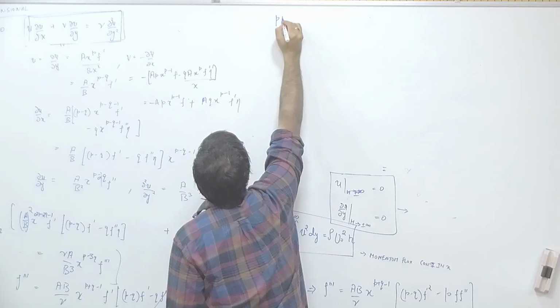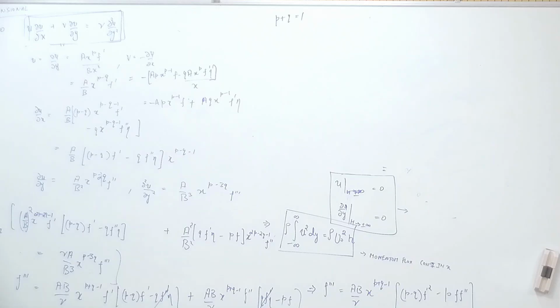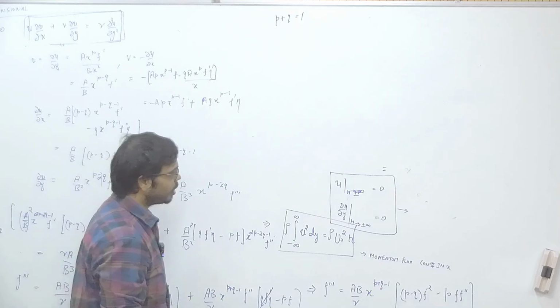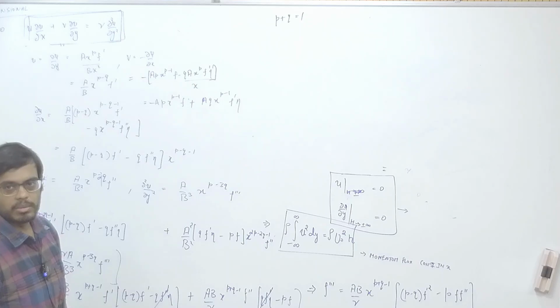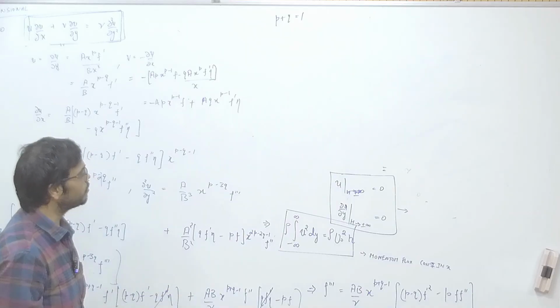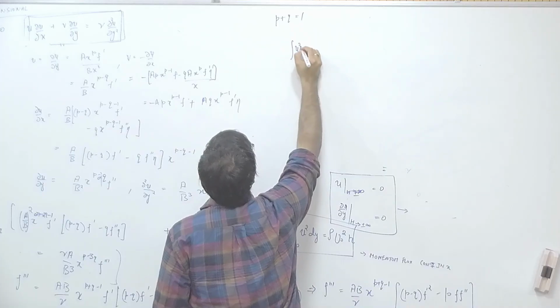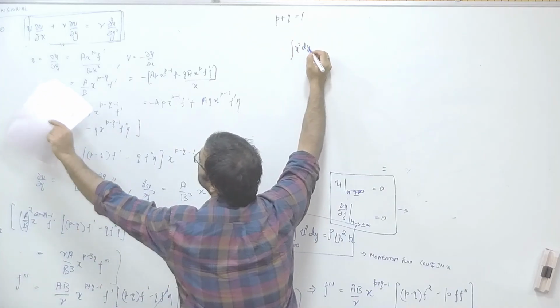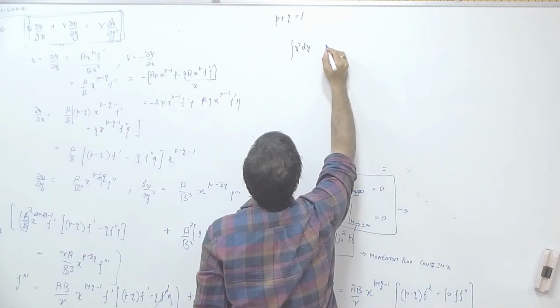So p plus q should be equal to 1, but we have p and q. So where does the other relation between p and q come from? That comes from where we did the momentum flux, where we showed that momentum flux is constant. So if you consider this u square dy, u is that guy, this a by b x to the power p minus q f prime.